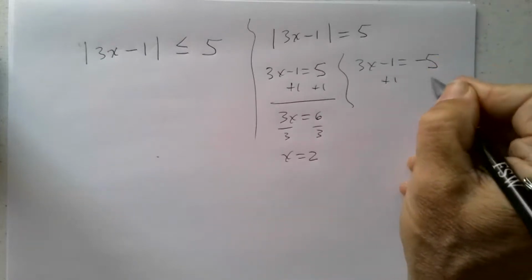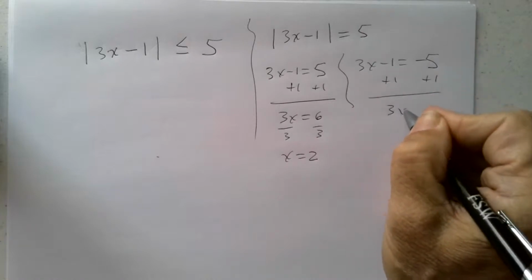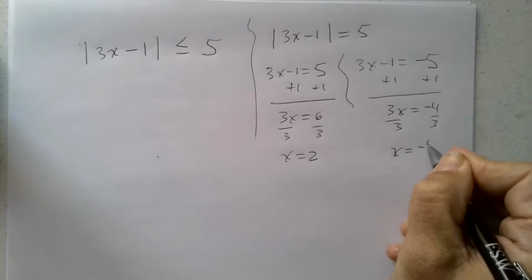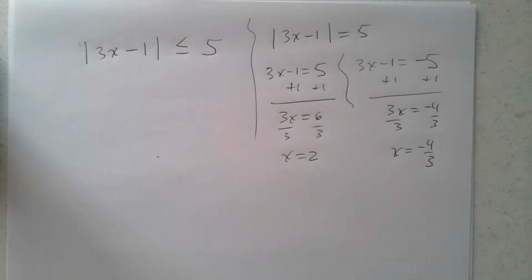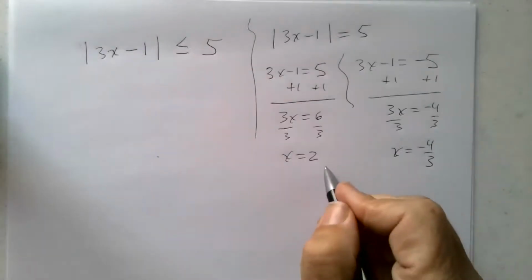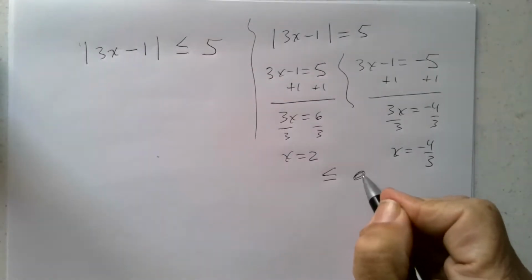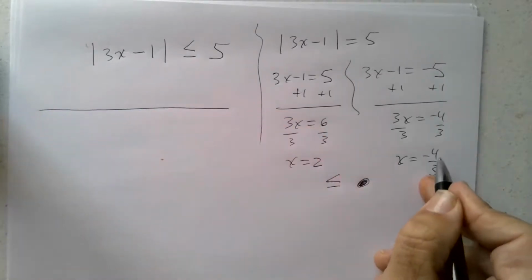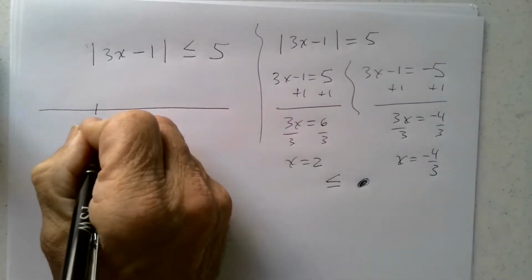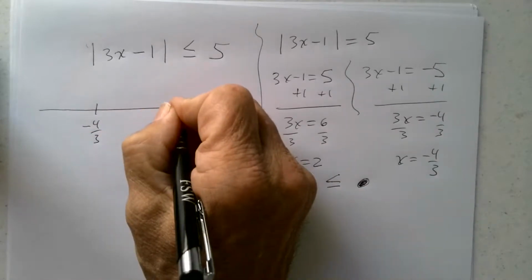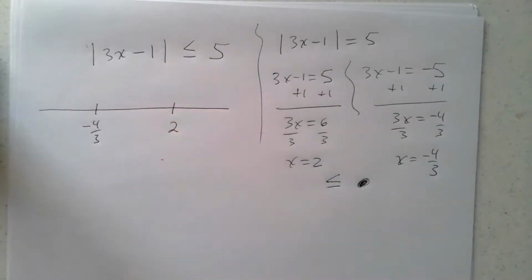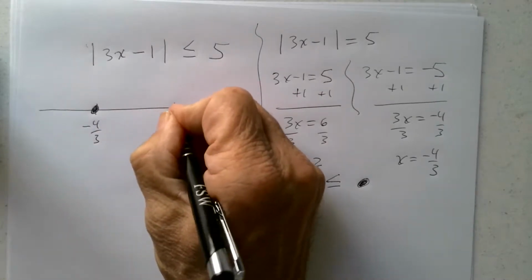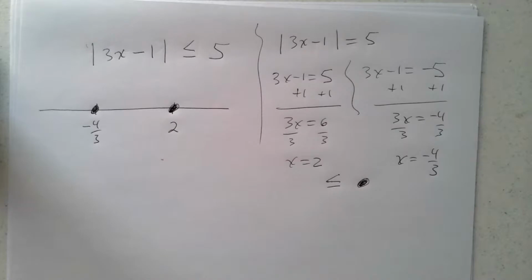Over here, add 1, 3x is negative 4. Divide by 3, x is negative 4/3. And you will notice that our inequality sign was less than or equal to. That will give us solid dots. Let's lay out our number line. Negative 4/3 is here. 2 is here. Solid dots. I now have 3 intervals to test.